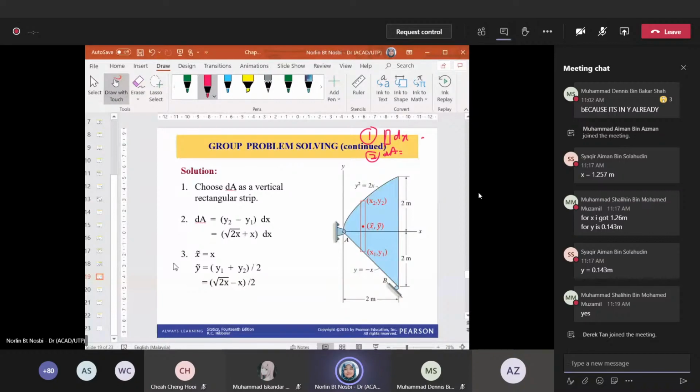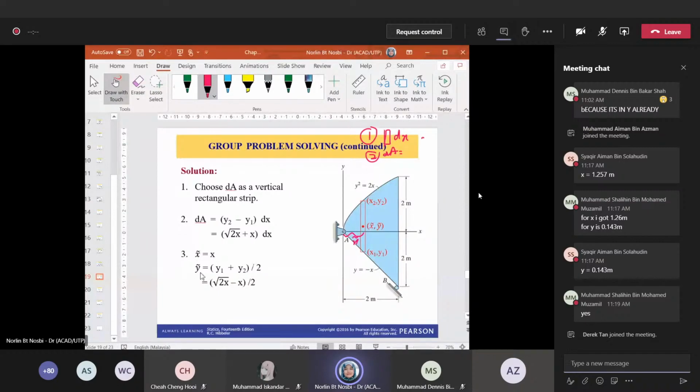Step 3, you need to find the center of this vertical rectangle. So at this point the center here is dx and x tilde. So x tilde is also equal to x, because there is no form that you need to minus or anything. So just write it as x.